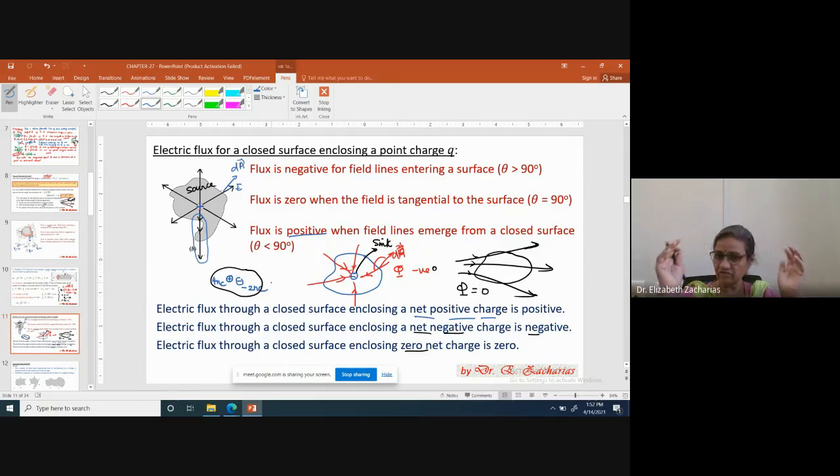Similarly, I can have a situation where I have a dipole. Let's say I have a dipole inside a surface. What's a dipole? A plus q and a minus q separated by a distance. What will be the net flux through this? What will be the net flux if I have a dipole inside?